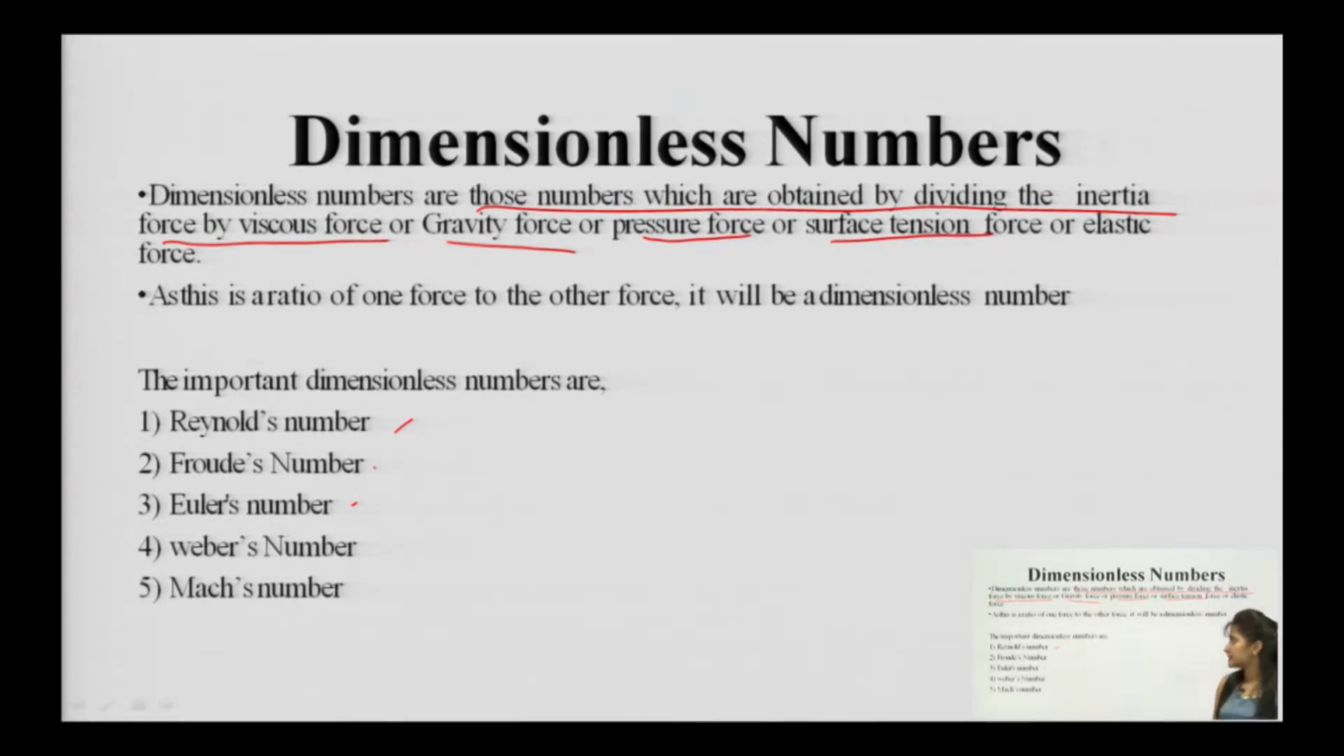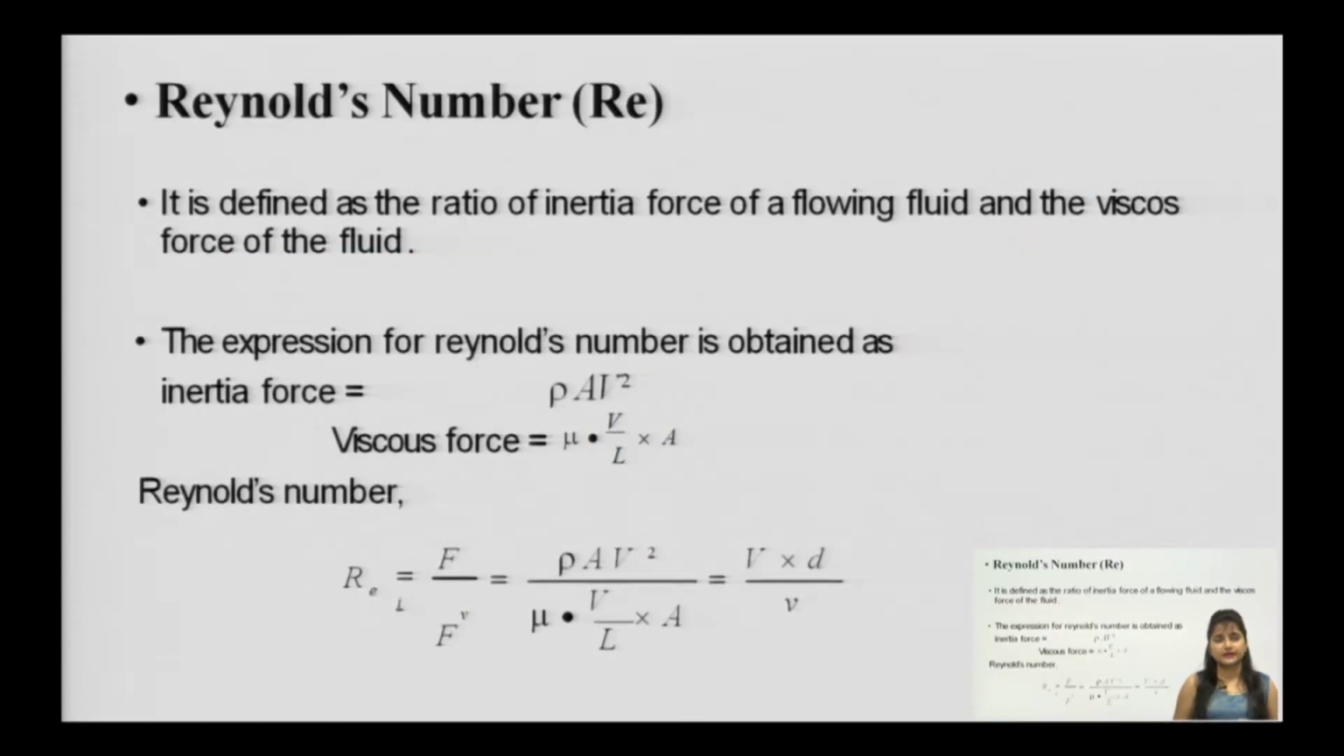You can also see that the ratio of one force to the other force will be dimensionless. Whenever we are comparing the same parameters, it will be dimensionless only. So, we are terming the ratio of forces as dimensionless numbers. There are 5 dimensionless numbers: Reynolds, Froude's, Euler's, Weber's and Mach number. Dealing with the first one, Reynolds number.